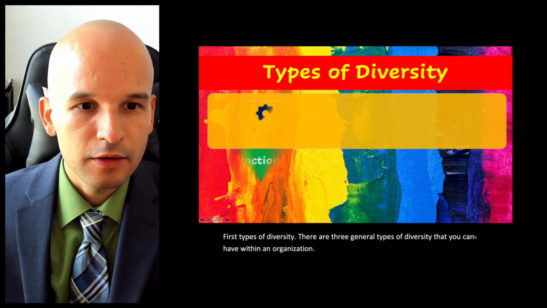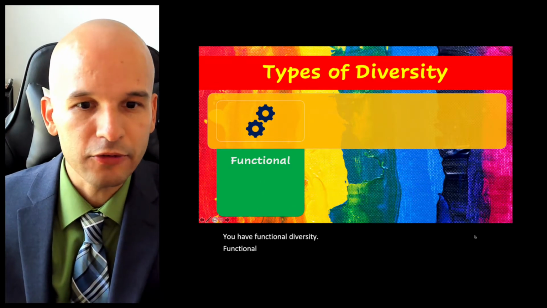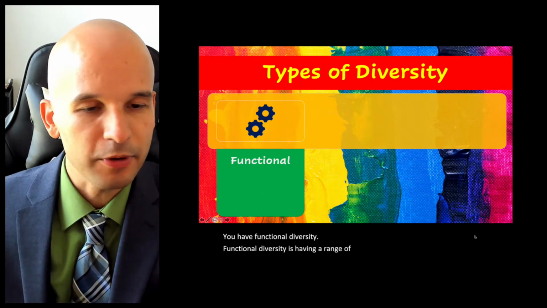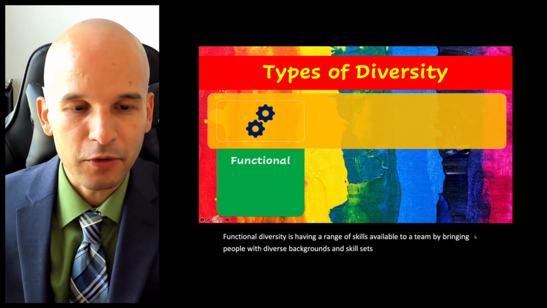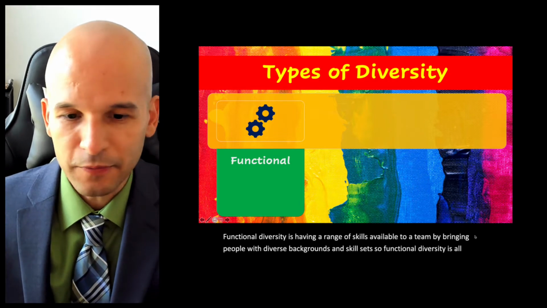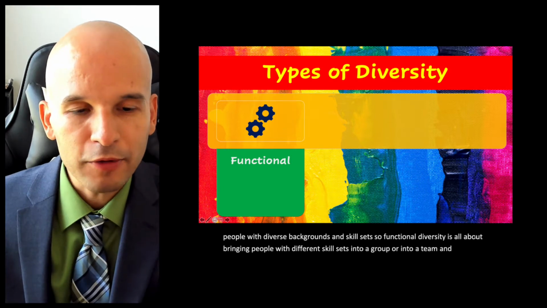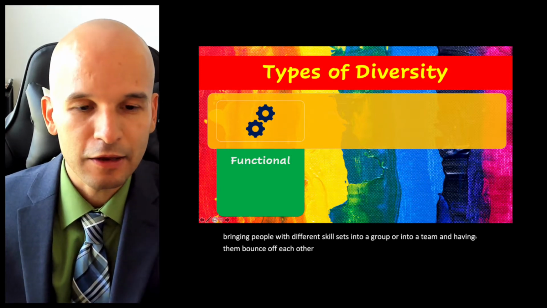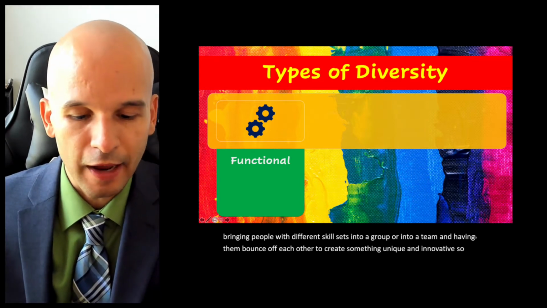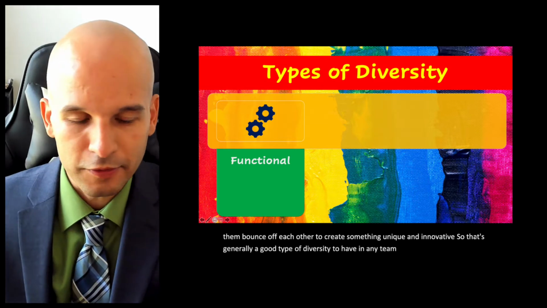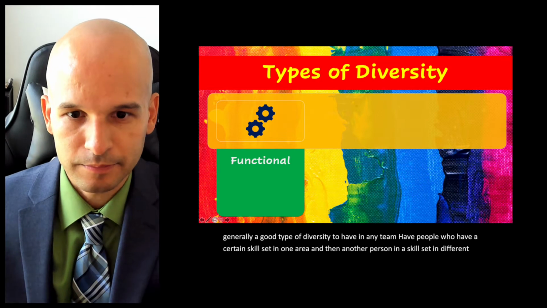First, you have functional diversity. Functional diversity is having a range of skills available to a team by bringing people with diverse backgrounds and skill sets. So functional diversity is all about bringing people with different skill sets into a group or into a team and having them bounce off each other to create something unique and innovative. So that's generally a good type of diversity to have in any team. Have people who have a certain skill set in one area and then another person in a skill set in a different area, and have them work together.